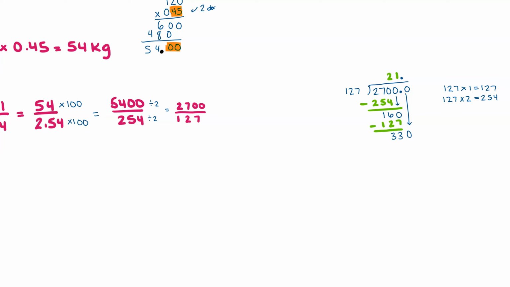So now how many times does 127 go into 330? Well, still twice, right? So that would be 254. We'll do that subtraction. So we'll borrow here. That makes 6. We'll borrow here. That makes 7. So 76 left over. We'll bring down another 0.